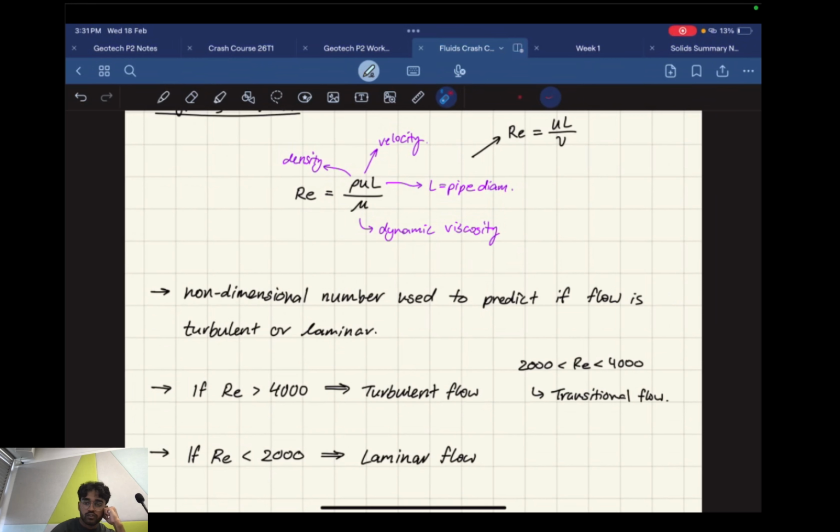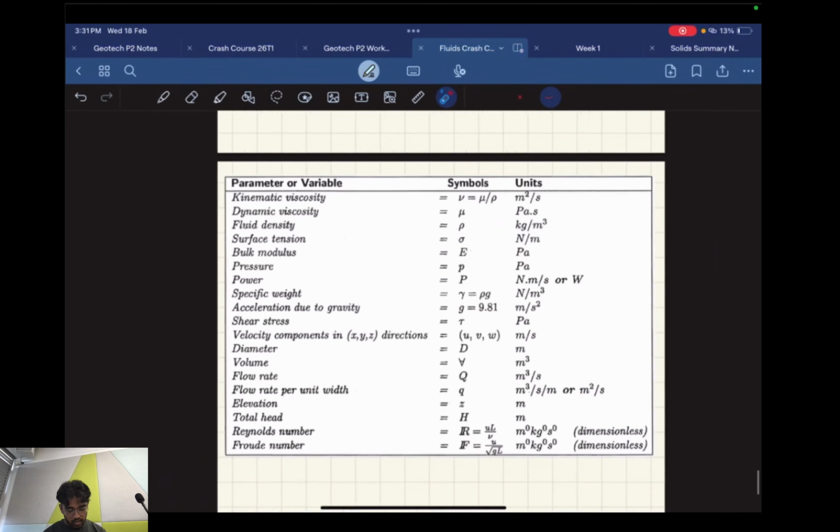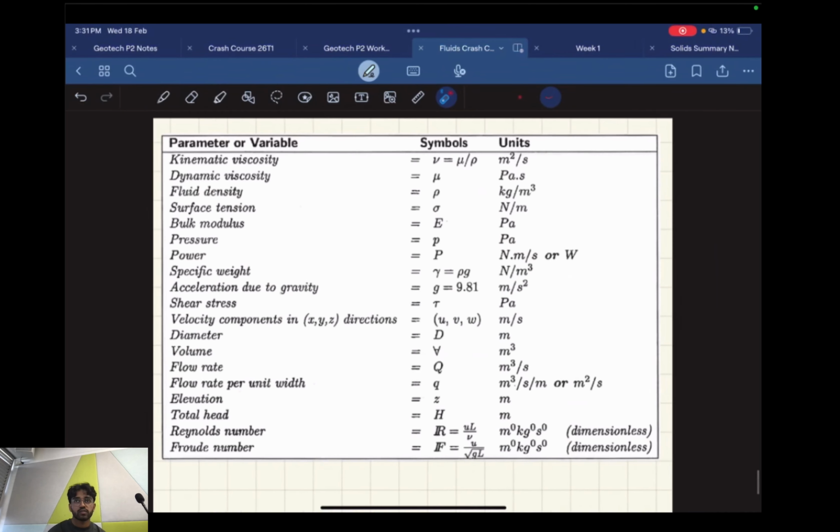Another thing you guys will see is critical Reynolds number in boundary layers, but that's slightly different. You don't need to worry about it right now. Down here I've got something that might be useful for you. Some symbols, parameters, and their units as well. For example, kinematic viscosity is given by that letter and its units. You see how volume is like the upside down A? It's a bit weird.